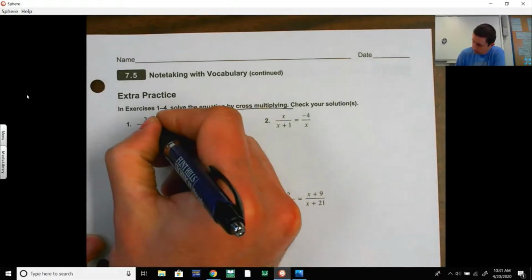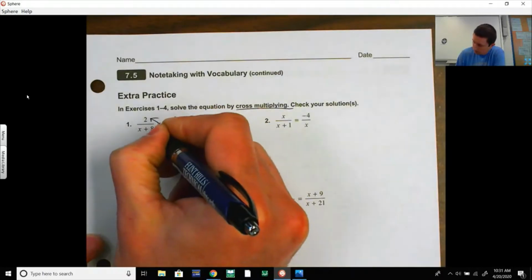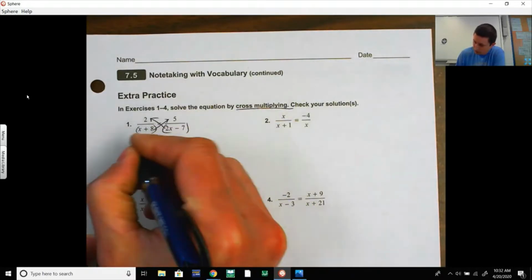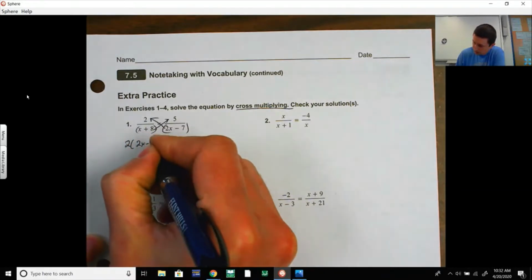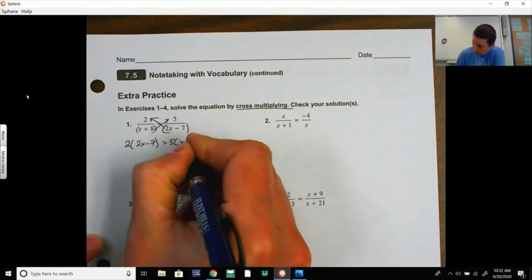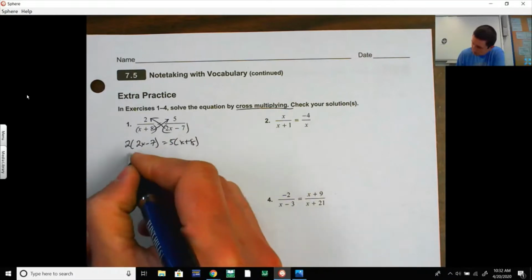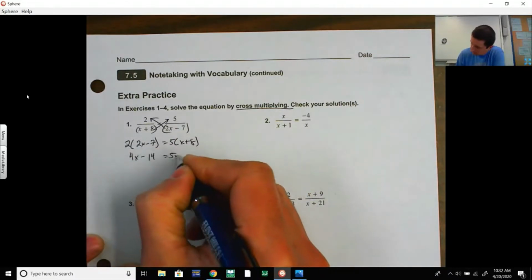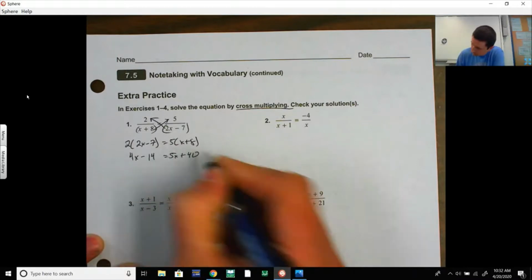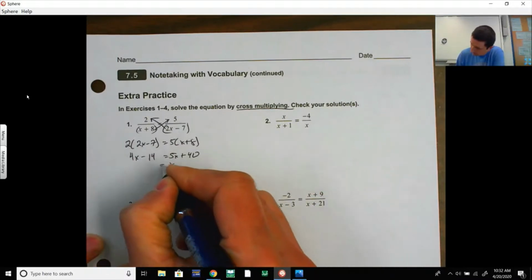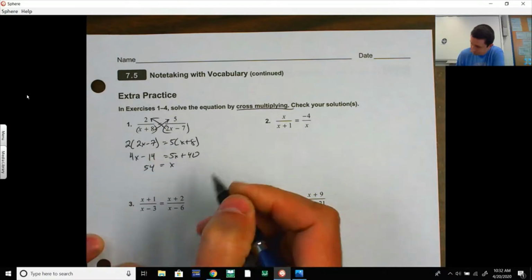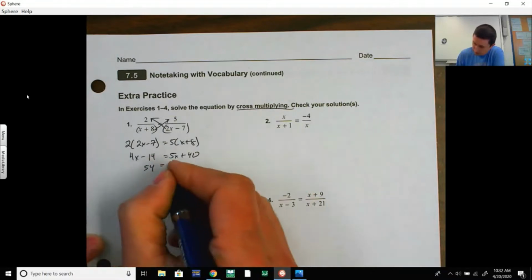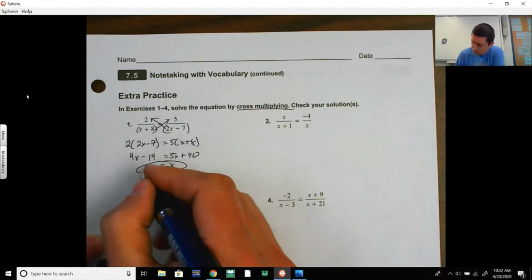So I'm going to take this whole expression up there, that whole expression up there. So I get 2 times 2x minus 7 equals 5 times x plus 8. 4x minus 14 equals 5x plus 40. And so x equals 54. Okay? And now you check that.